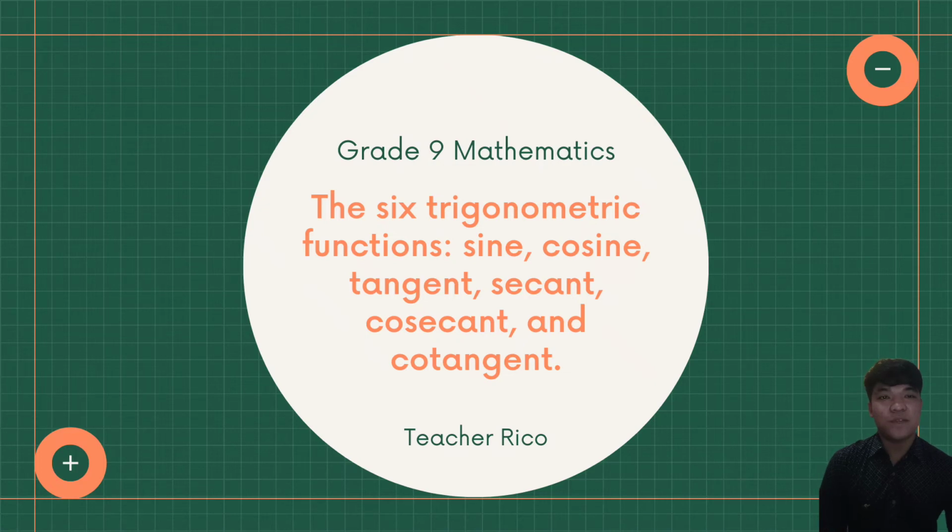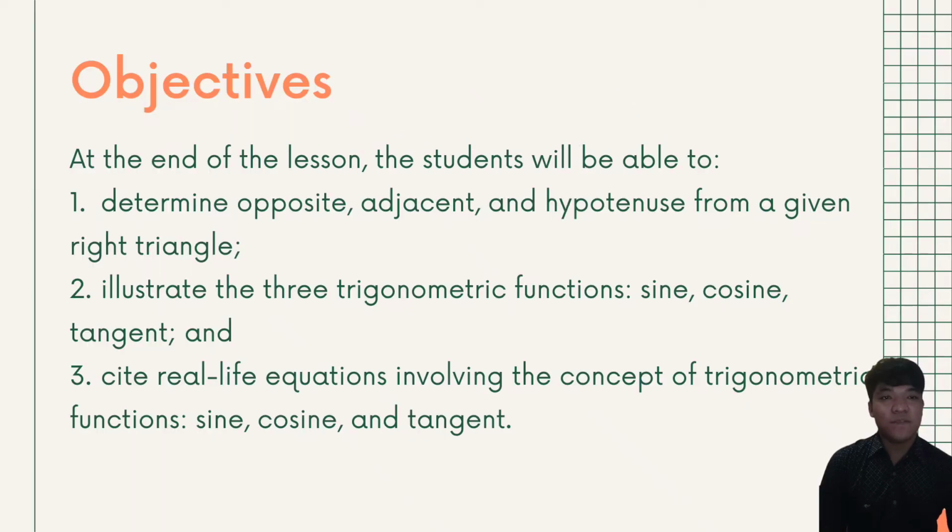So the objectives are, at the end of the lesson, the students will be able to determine the opposite, adjacent, and hypotenuse from a given right triangle. Second is to illustrate the 3 trigonometric functions, sine, cosine, and tangent. And the third one is to cite real-life equations involving the concept of trigonometric functions, sine, cosine, and tangent.